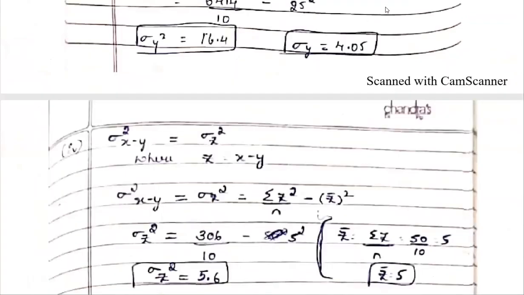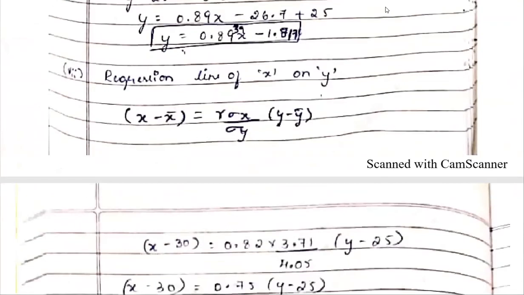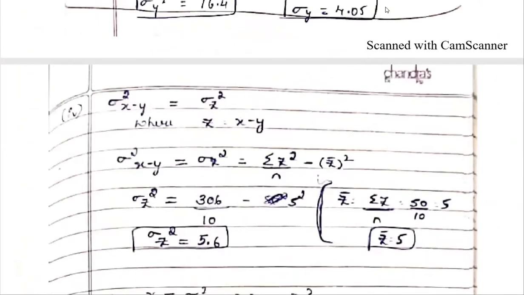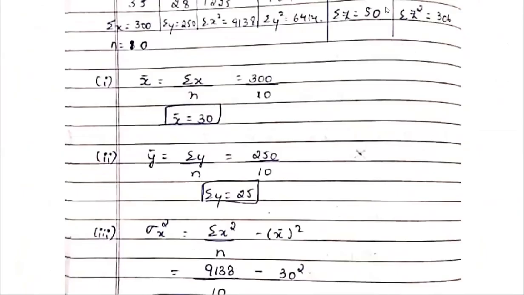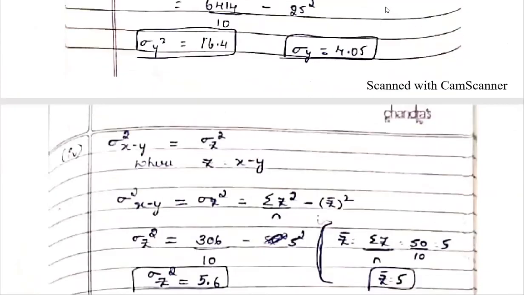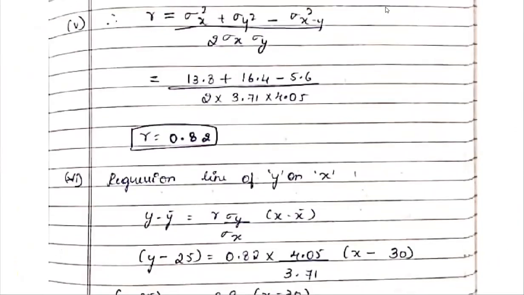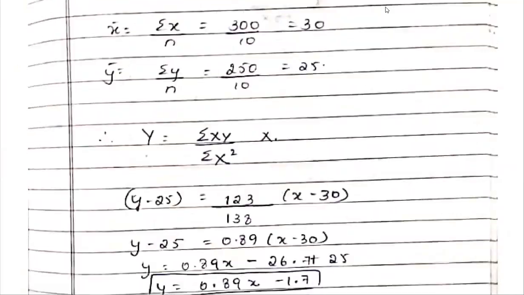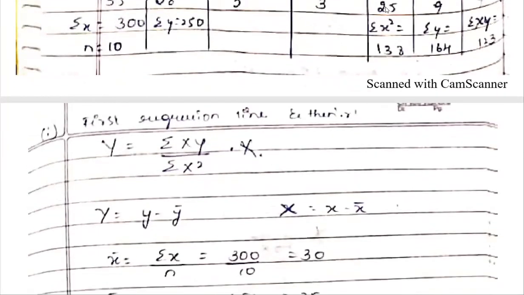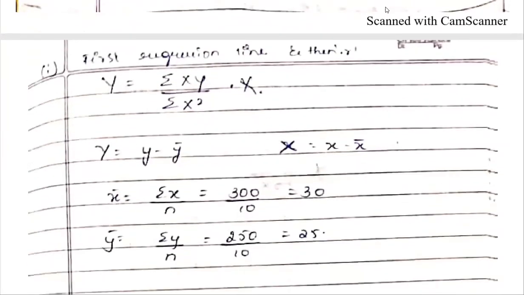The first one was this, and I had considered one more problem, the second one, wherein I taught you two methods of finding correlation and regression lines. The first method was this. We implemented this formula to find the regression lines. And the second method was the simpler one, if you remember. This was the formula which I had used: y is equal to summation xy by summation x square into x.